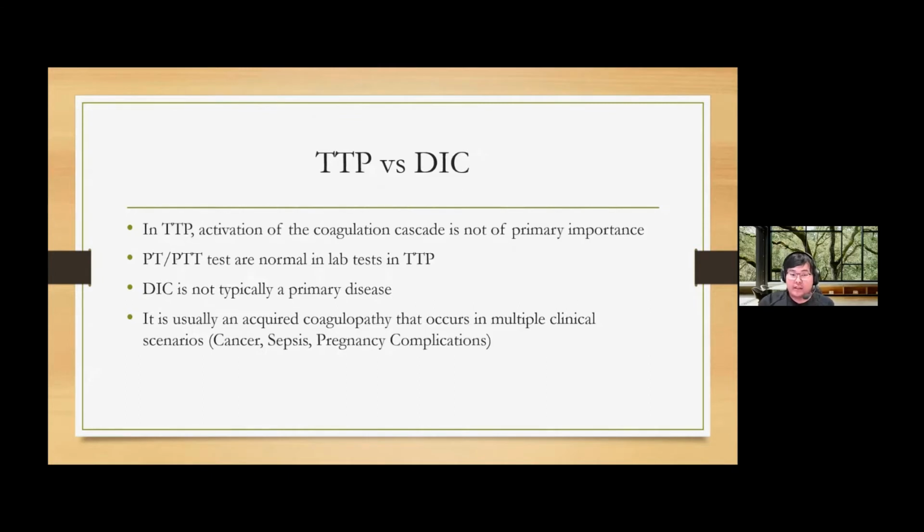Another thing that's very important to think about is that DIC is typically not a primary disease. It's usually acquired in multiple clinical scenarios. So think about cancer, think about sepsis, and think about pregnancy complications. Those are three of the bigger ones. And if we go back to our patient, she did have stage 4 adenocarcinoma, which is in line with cancer.